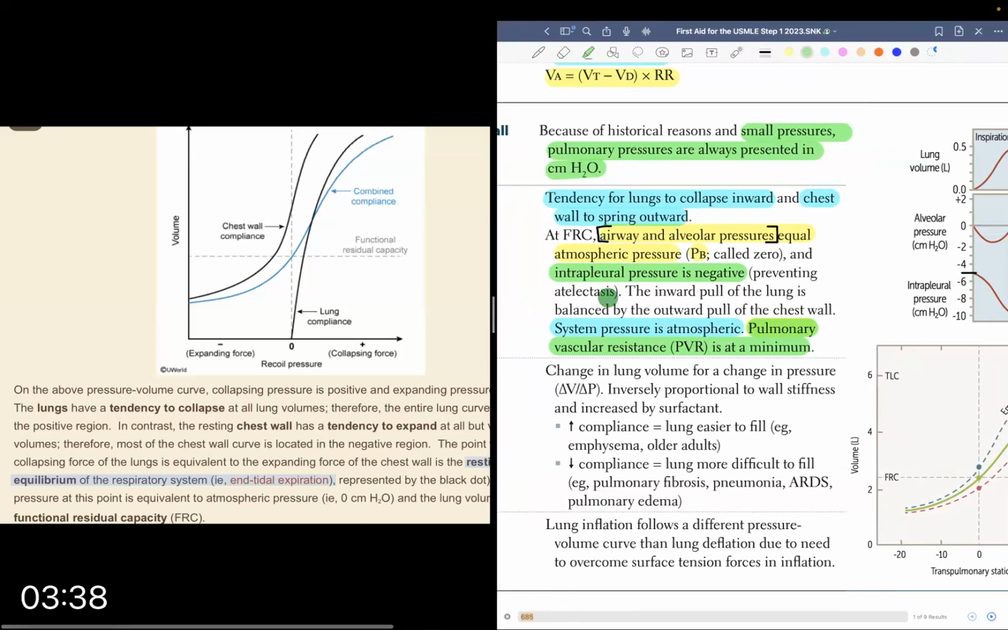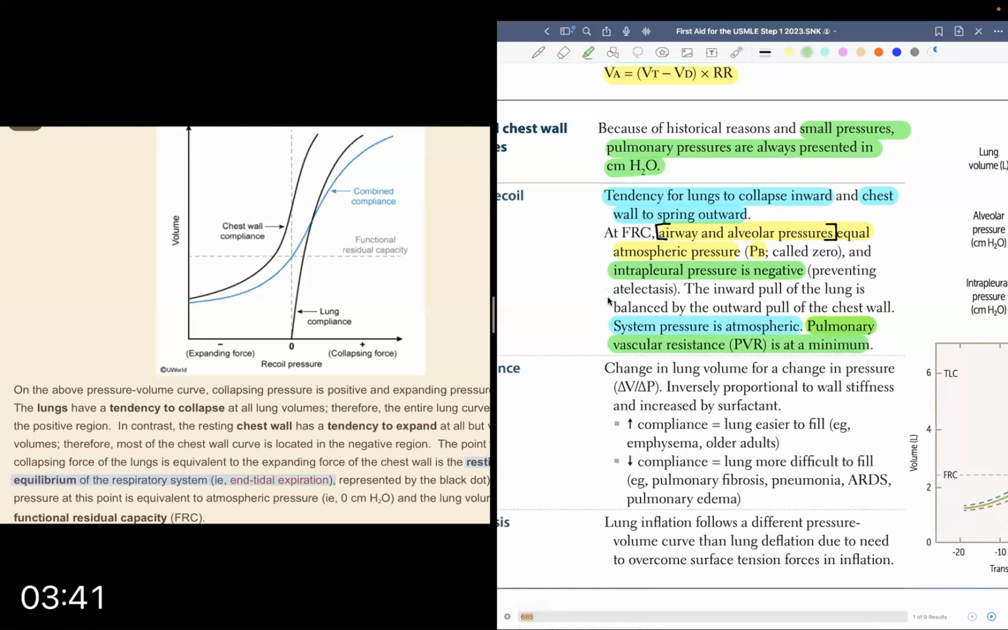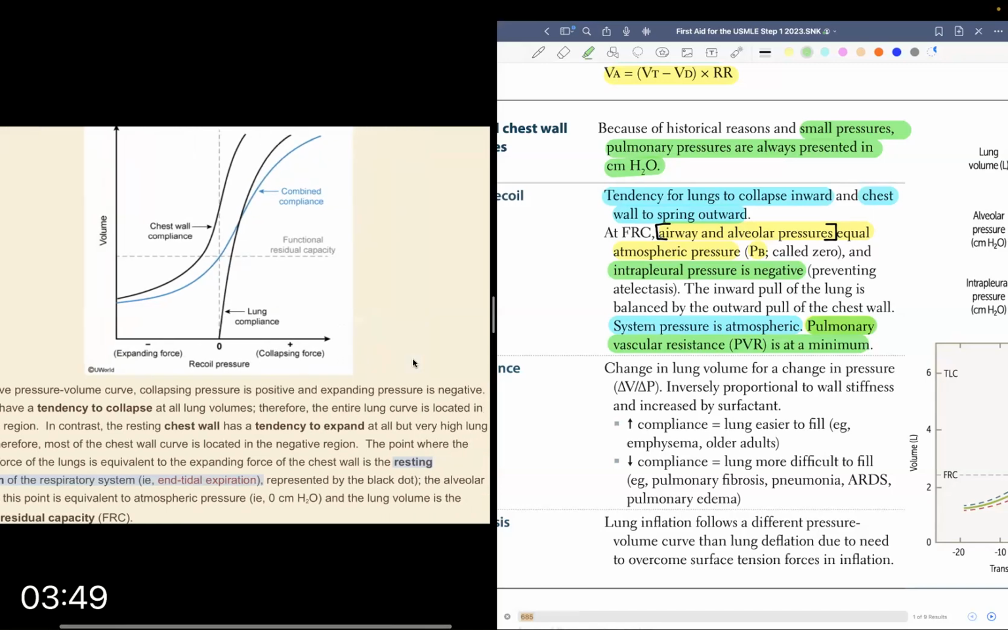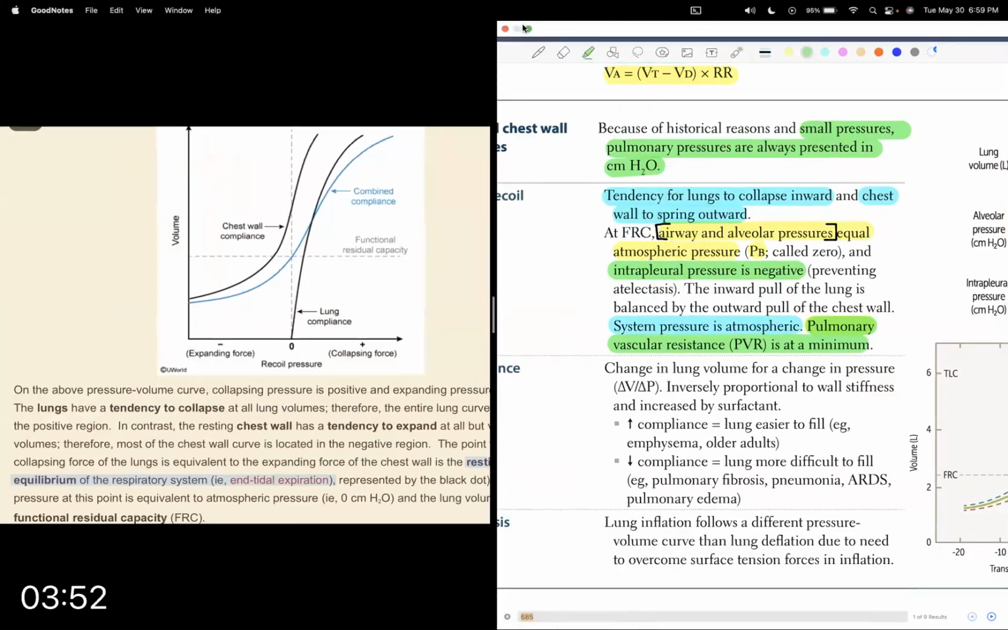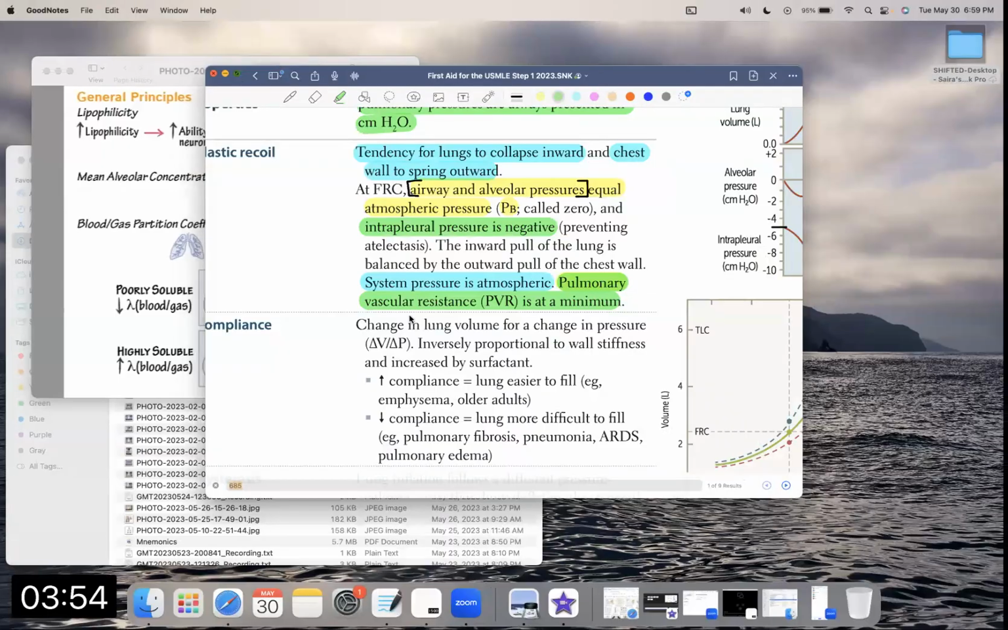So the FRC, as we said, reverse learning at FRC point, inward pressure and outward pressure are balanced out. So it's 0. So that's why they keep bringing that up. Okay.